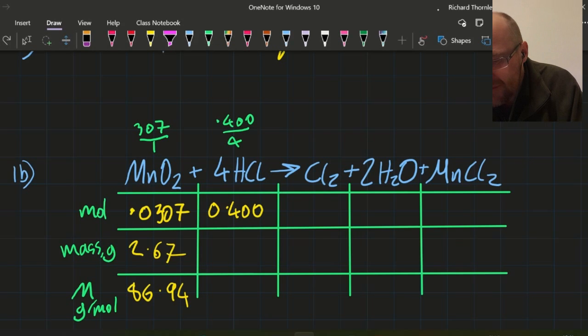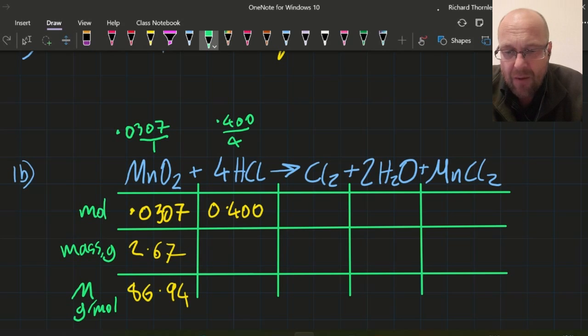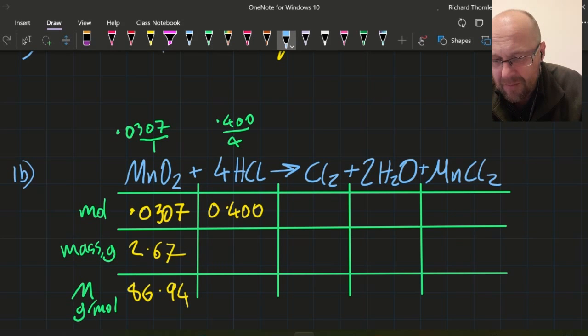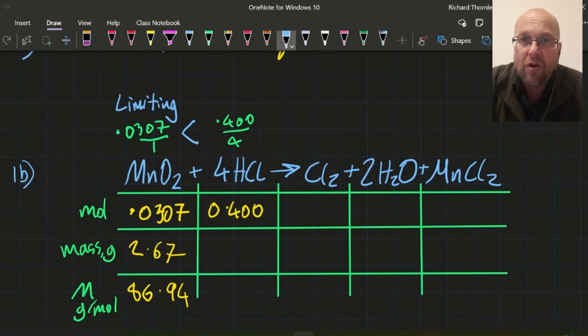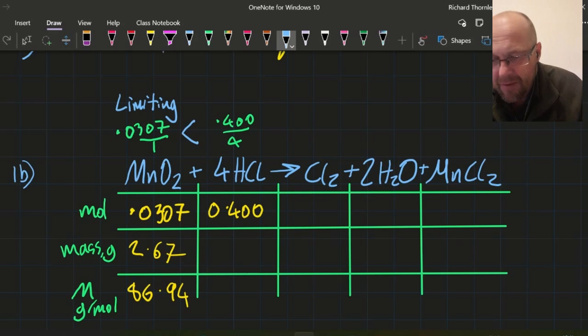Otherwise that won't work. Okay. And which is the lowest? That's the limiting. Well, it looks to me quite clear that that's the lowest one. So the lowest is limiting. So calculate, determine the limiting reactant. There we go. By comparing the moles over the coefficient, I can clearly show that MnO2 is limiting.